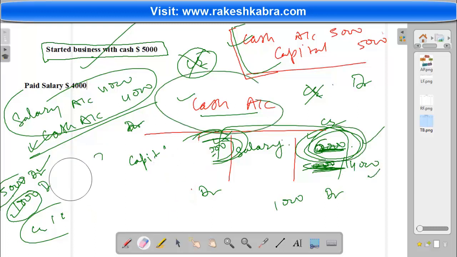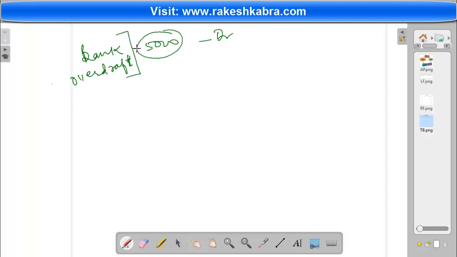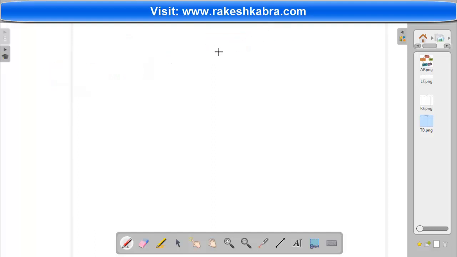One more account I am going to discuss, bank account. See, now suppose bank account is showing a balance of 5,000. Now tell me, is it debit or credit balance? Debit balance. Very good. And if I say that bank overdraft is there and the amount is 5,000, now tell me, is it debit or credit? It is credit balance. Okay, you know how come it is credit balance?